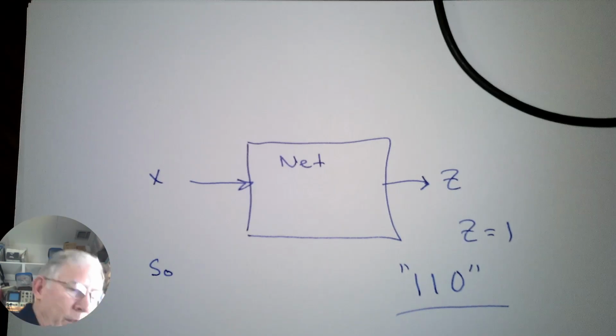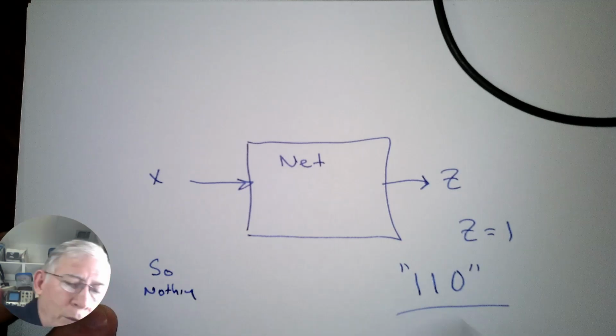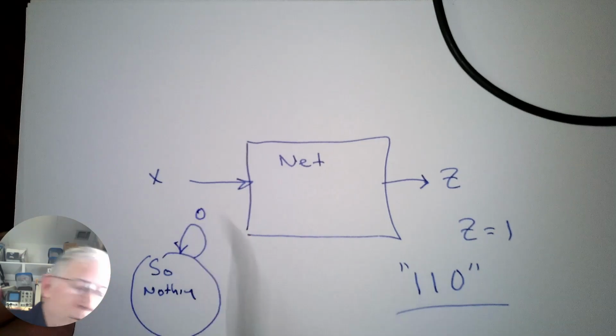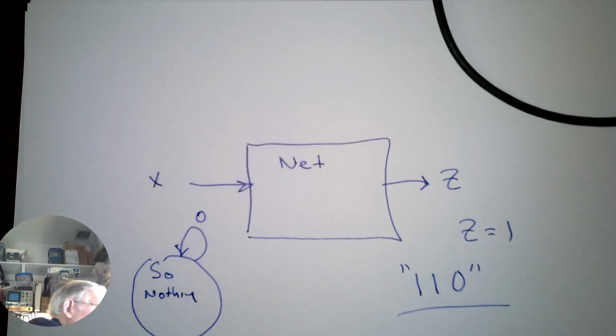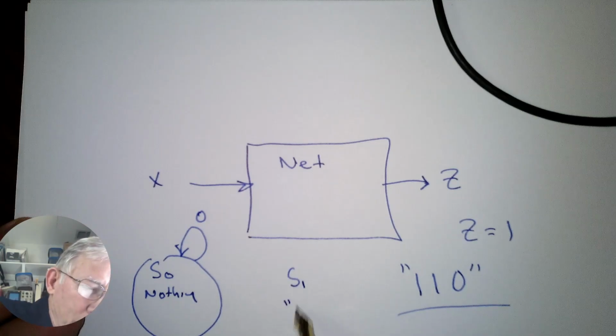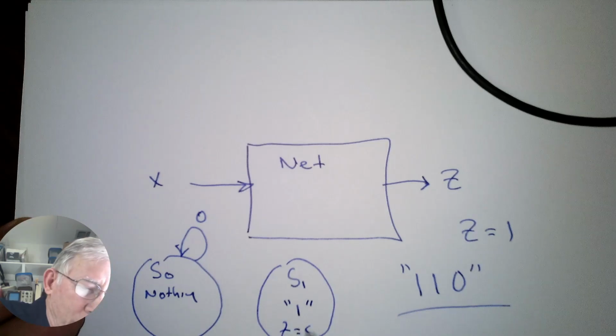All right, in S0 we have nothing for our target. We're looking for the first 1. If we get a 0, we're going to stay here because we still have nothing. If we get a 1, we'll go to S1, and there we have the first 1. But we're still going to output Z equals 0.